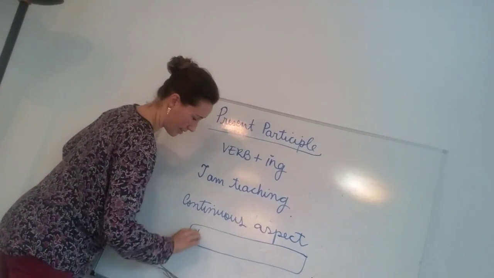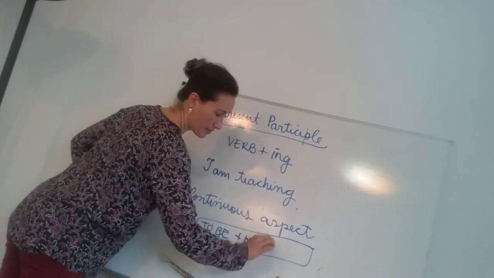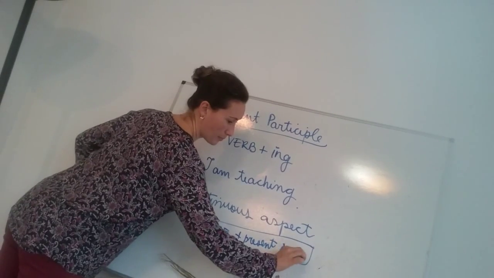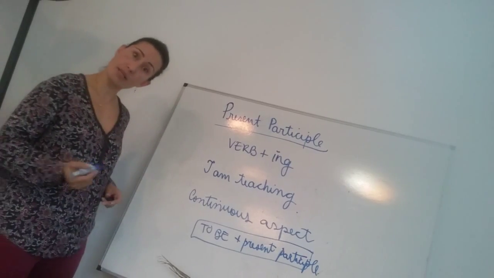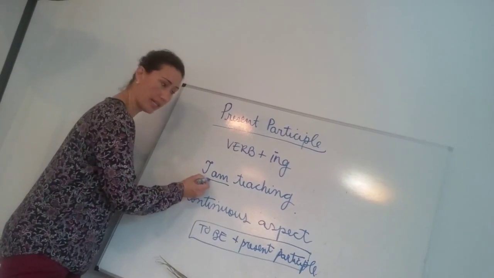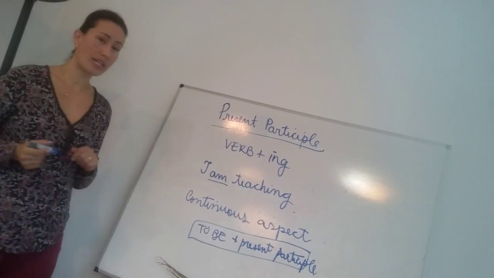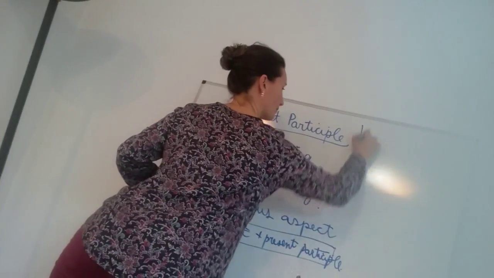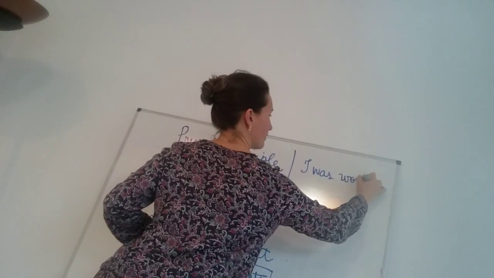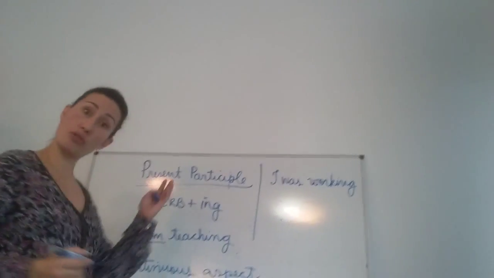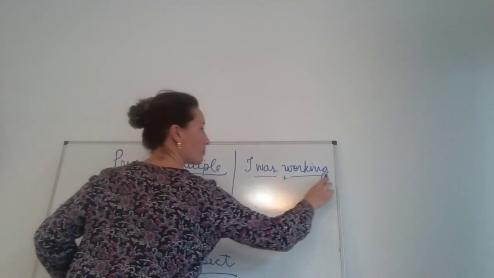I will put it on the board so that you can understand better. It needs the verb to be plus present participle. So here I have the present continuous because it's the present of the verb to be plus the verb with ing, the present participle. Another example in the past: I was working. When I say I was working yesterday, for example, this is verb to be plus present participle.